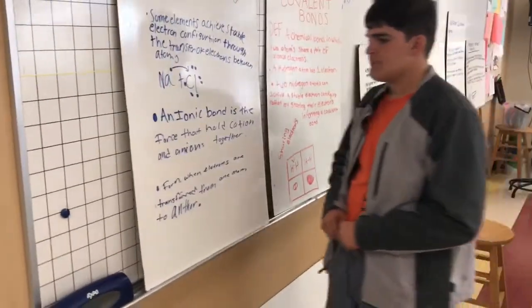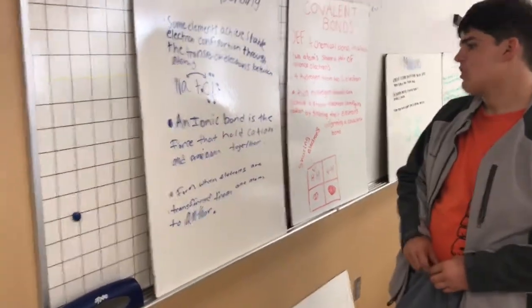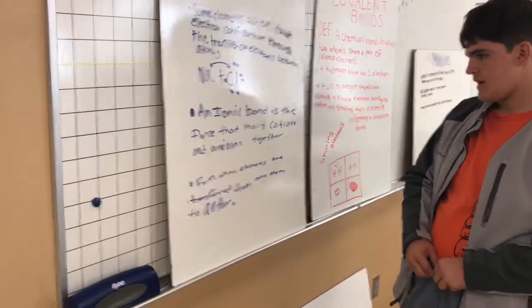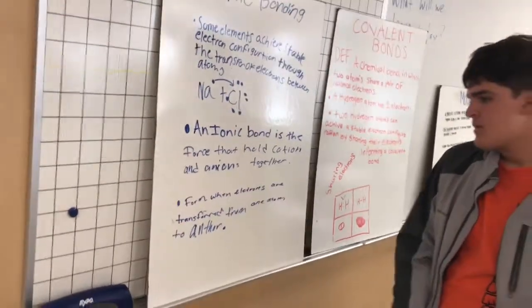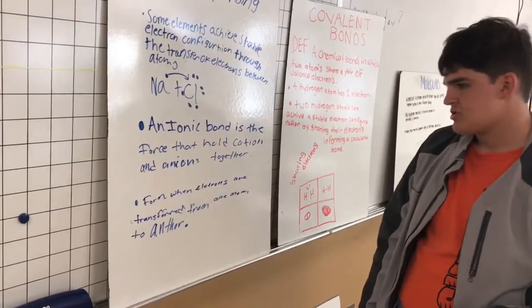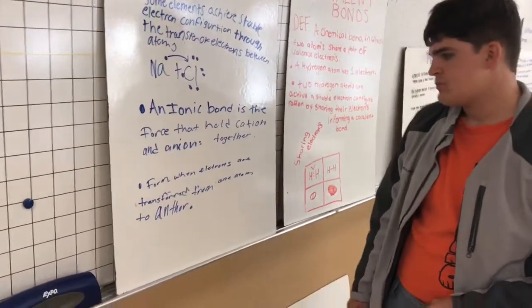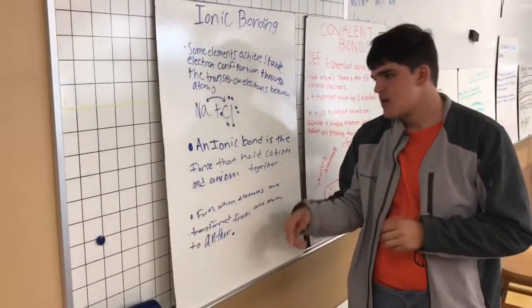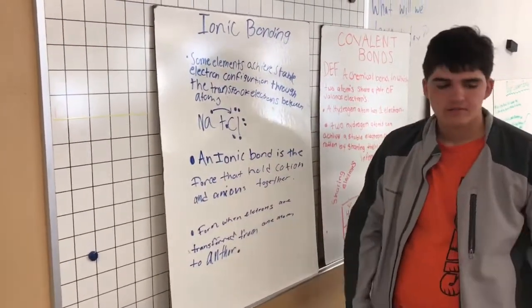An ionic bond is the force that holds cations and anions together. It forms when electrons are transferred from one atom to another. Perfect. When electrons are transferred from one atom to another, they gain or lose electrons, and usually they get a charge from that.